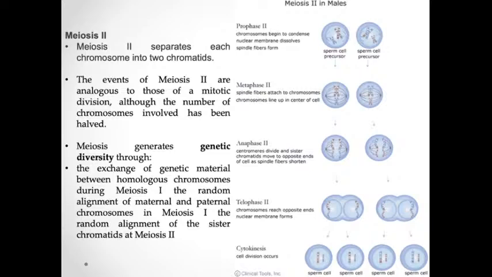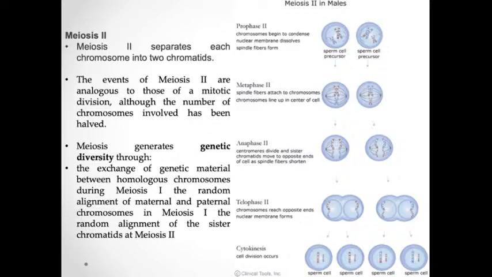After that, meiosis 2 comes in, in which we separate chromosomes into two chromatids. The events of meiosis are analogous to those of mitotic divisions, although the number of chromosomes involved has been halved. Meiosis generates genetic diversity through the exchange of genetic material between homologous chromosomes in a recombinant way during meiosis 1, and the random alignment of maternal and paternal chromosomes in meiosis 1 and random alignment of sister chromatids in meiosis 2.